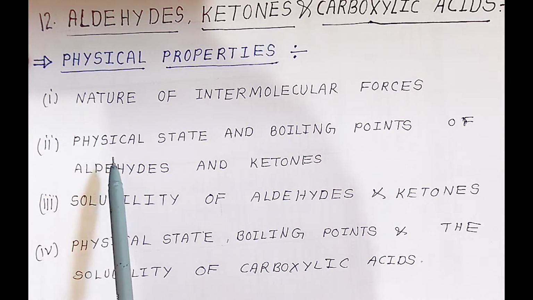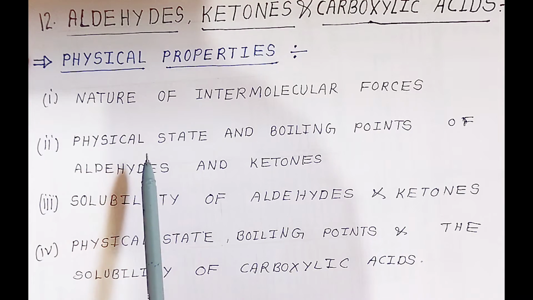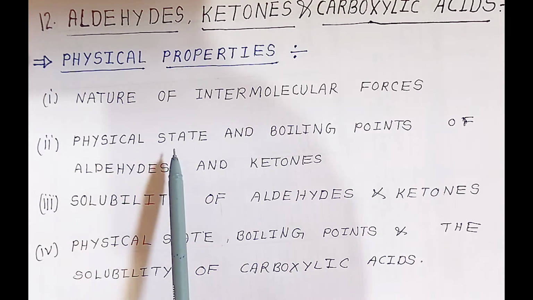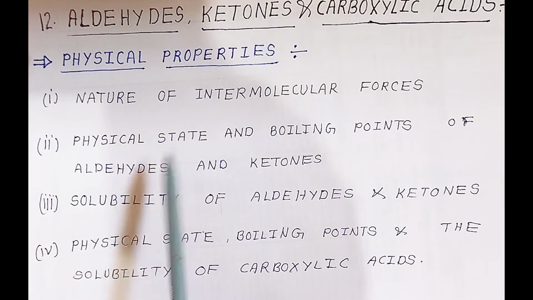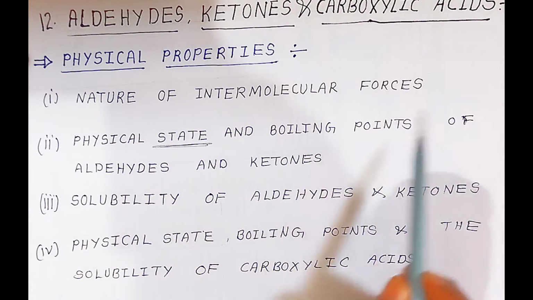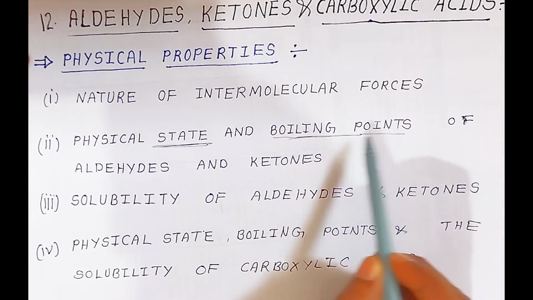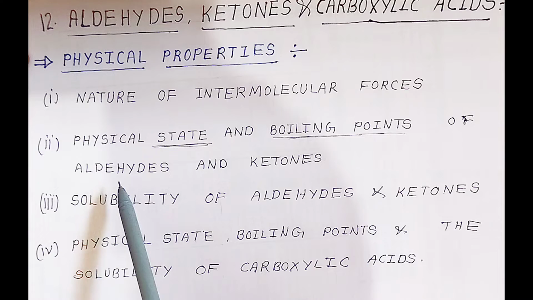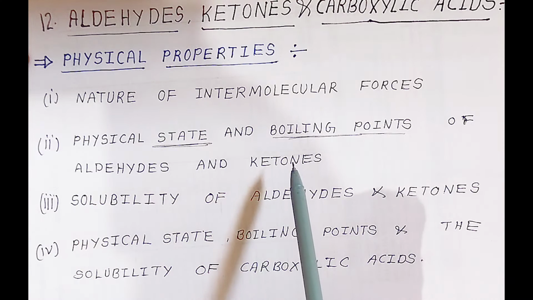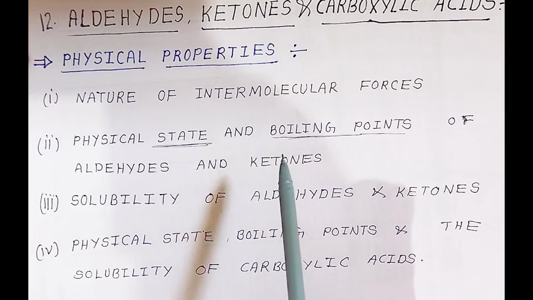Now second physical property students, we are going to see the physical state. State means whether they are present in solid, liquid or gases. And we will see the boiling points of aldehyde and ketones. We are going to see the boiling point, at what temperature, if they are solid or liquid, they will boil. That is a physical property.